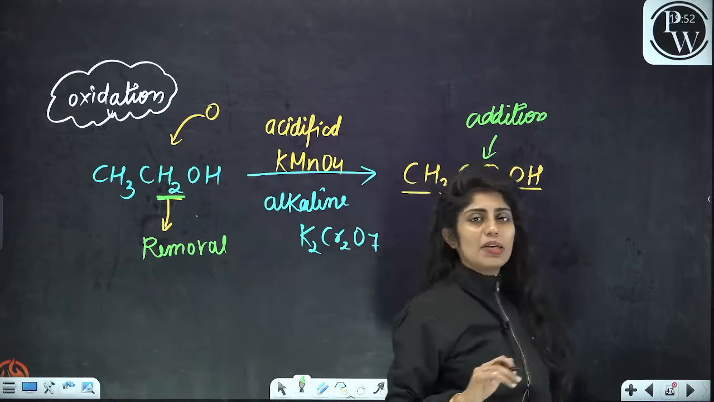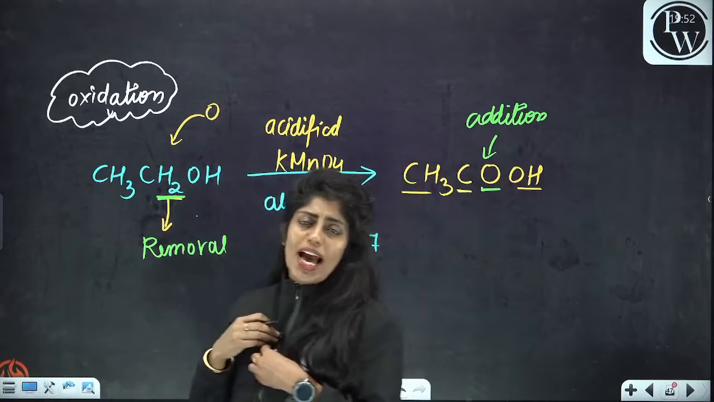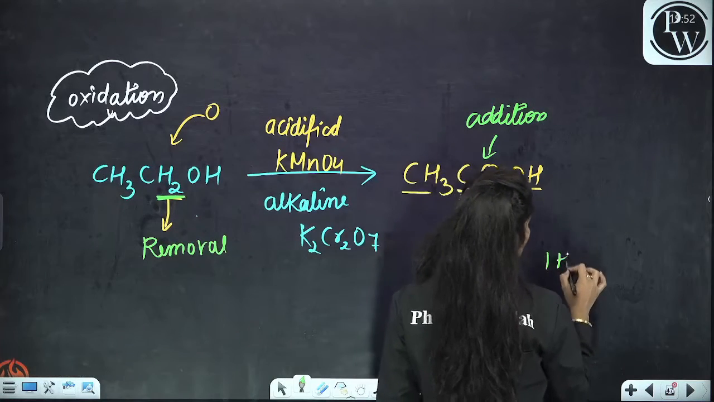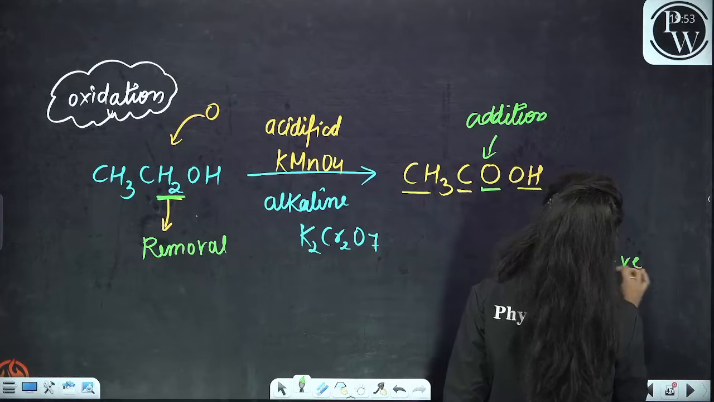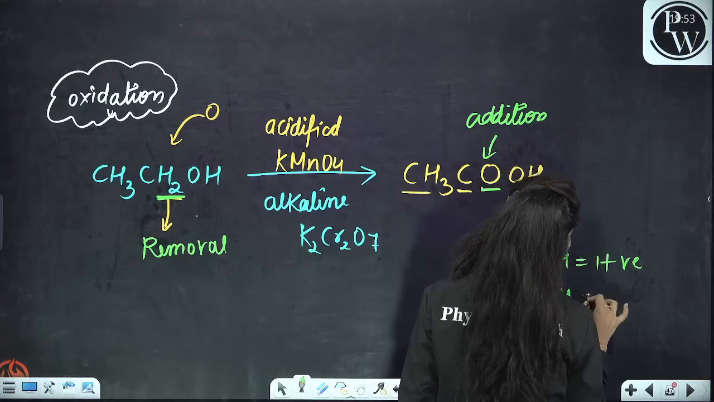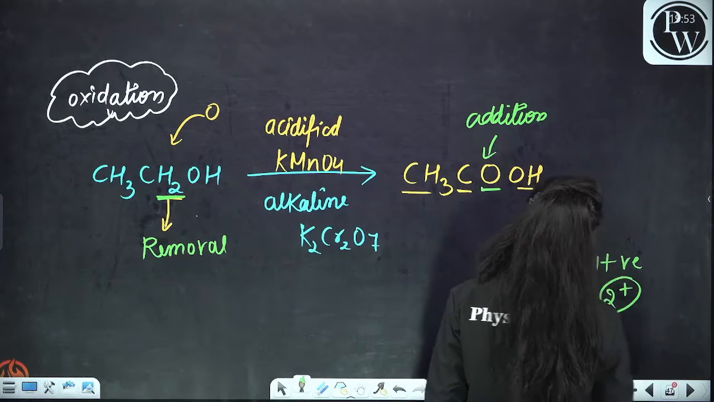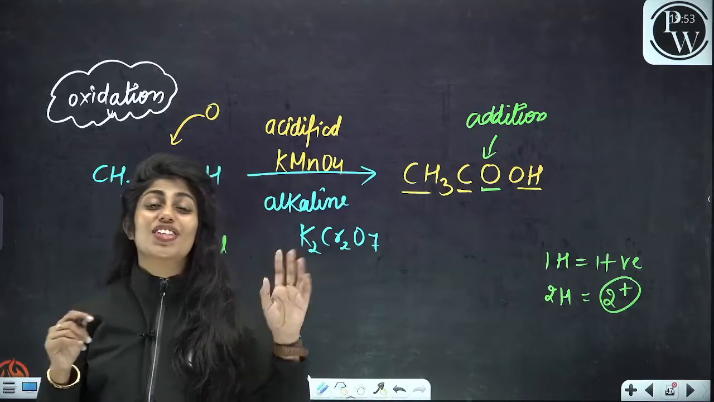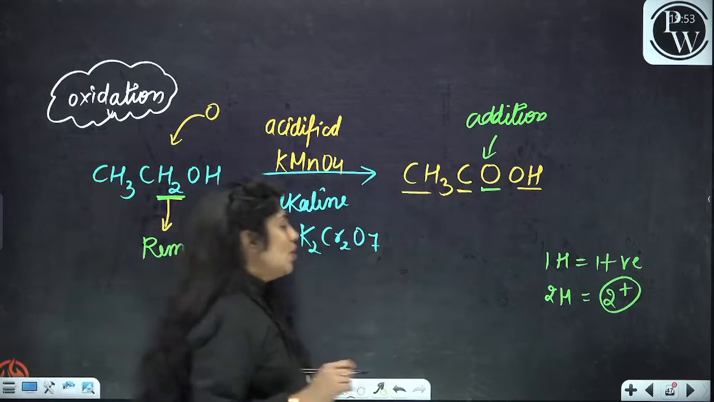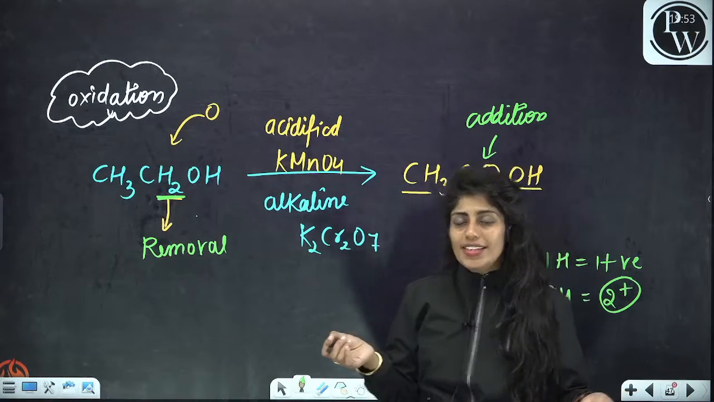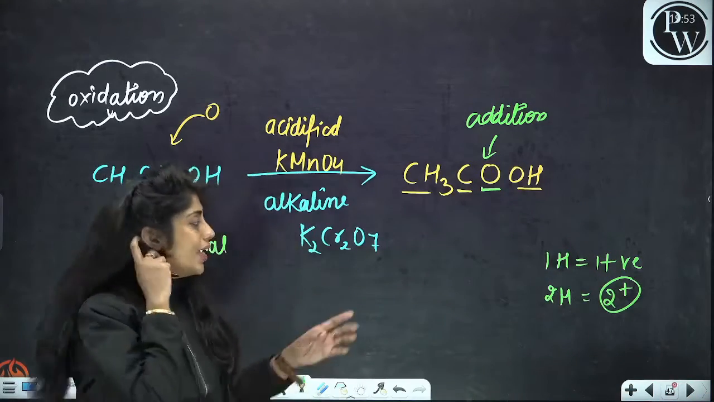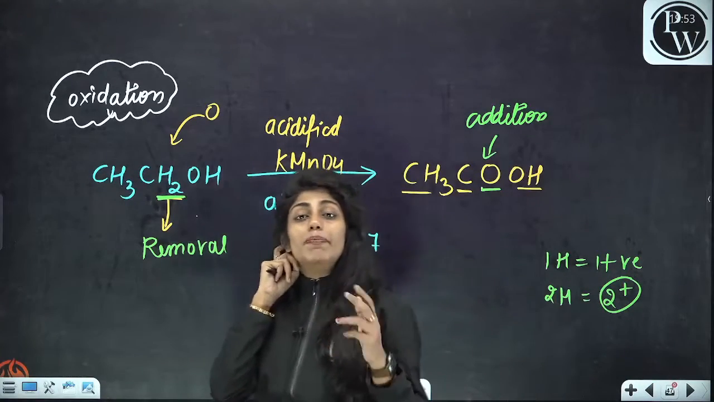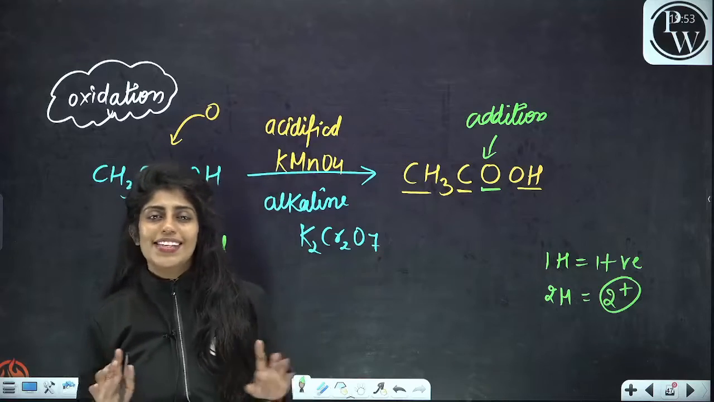Now you will be asking, ma'am, we have removed 2 hydrogen and added only 1 oxygen. So you need to understand 1 hydrogen carrying 1 positive charge, 2 hydrogen carrying 2 positive charge. Yes or no? In order to maintain the neutrality, 1 oxygen carrying 2 negative charge. So 2 negative charge means 2 valency. Yes or no? So that's why in order to balance it, 1 oxygen is going to be replaced by 2 hydrogens. Are we done? Good.